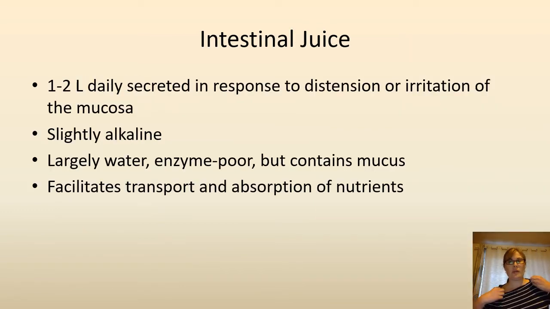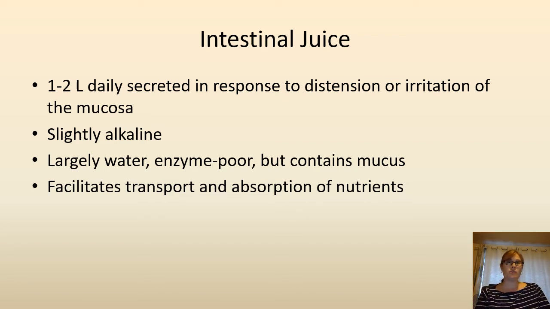All right, so we secrete 1 to 2 liters of intestinal juice. So we secrete a lot of juice, but 1 to 2 liters daily of intestinal juice, and it responds whether there's a stretching of the mucosal lining, which is going to indicate that there's something coming along, or if something is irritating the lining, that's going to indicate, okay, I must have to do my job, and then we'll see the beginning of that secretion.